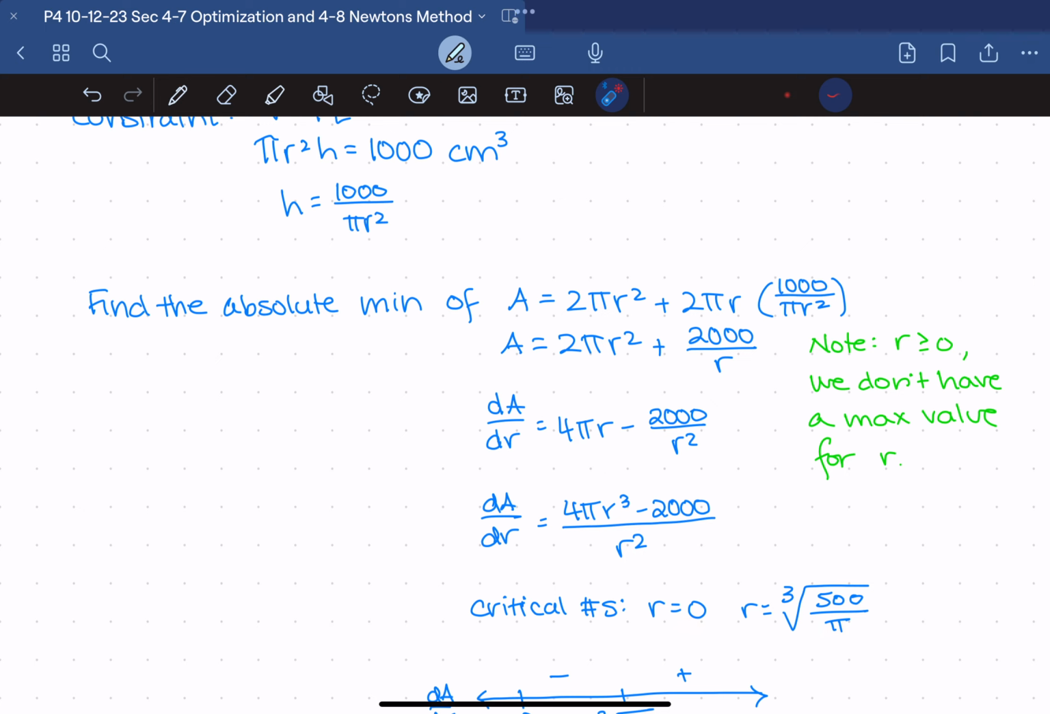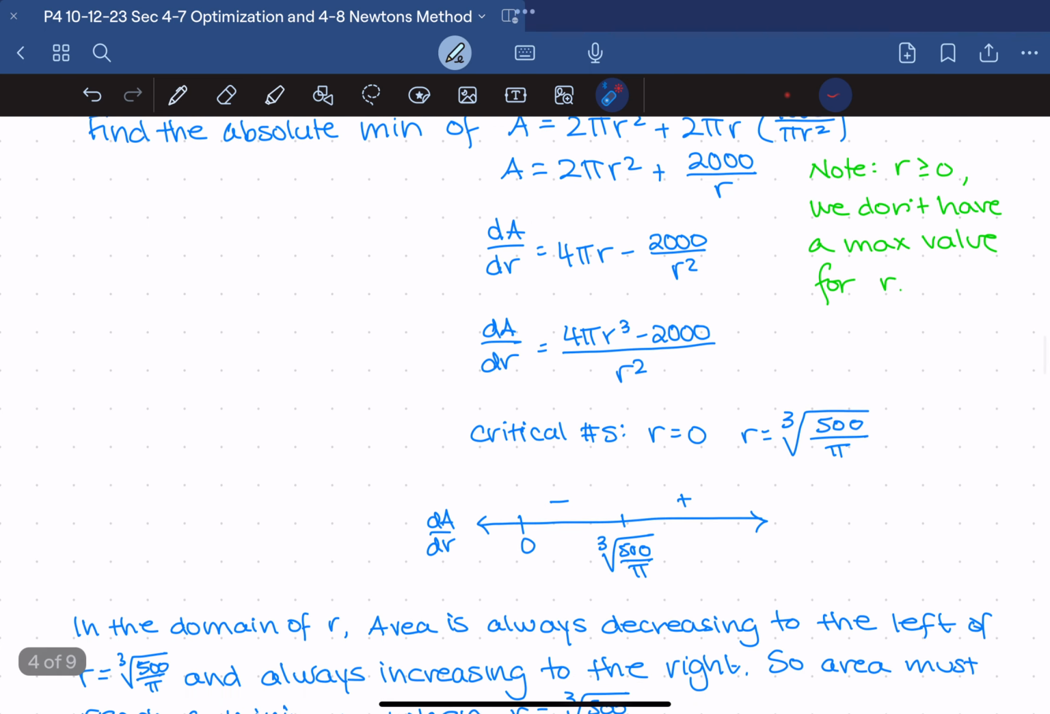Now in this case, there really is no minimum value or maximum value for the radius. The radius can be as big as we want. We're trying to minimize the area, so of course we don't want it too big, but in the grand scheme of things, as far as just the domain of what the radius can be, we don't have a max value. So how can I justify an absolute max when I don't have endpoints to my domain?